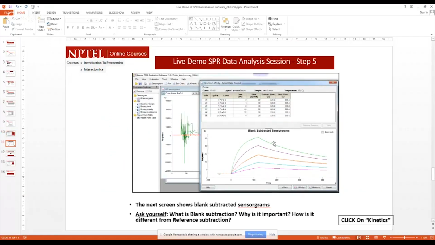Now the next screen shows you blank subtracted sensorgrams, and what this means is, you remember you had zero concentration in your samples. So in here it is subtracting all the responses from the blank. All the responses that you're getting in these different concentrations, the blank, which is the zero concentration, is being subtracted from each of these concentrations. So ask yourself, what is blank subtraction? Why is it important? And how is it different from reference subtraction?